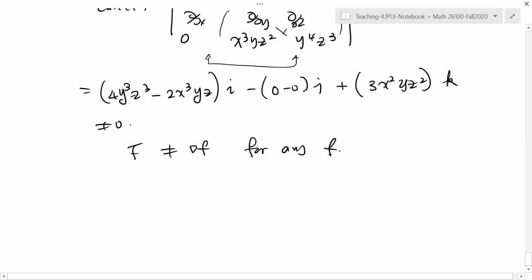But I think if you already know the curl of f, if f can be written as a gradient of a function f, then the curl of f must be 0. Those two are almost equivalent.